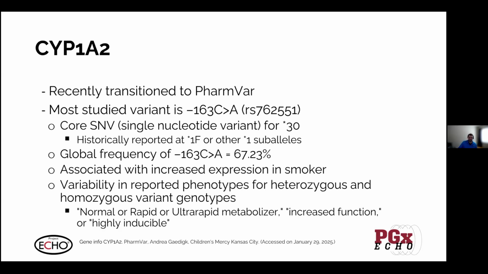There is a lot of variability with how CYP1A2 and this negative 163C to A variant is denoted in different pharmacogenomic reports. GeneSight, for example, for somebody that might be a heterozygote or homozygous for this variant, will actually report two phenotypes. They'll call them normal if they're a non-smoker, and then ultra rapid if they're a smoker. There's, like I said, a lot of variability between different laboratories. You can see here, highly inducible. That's probably one of the more common ways that this result will be reported.